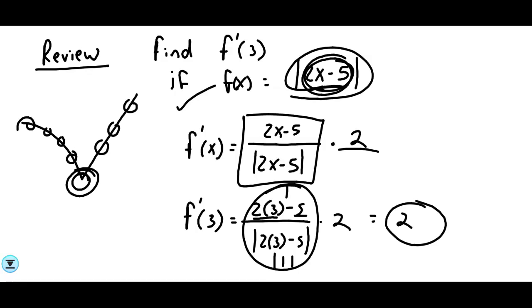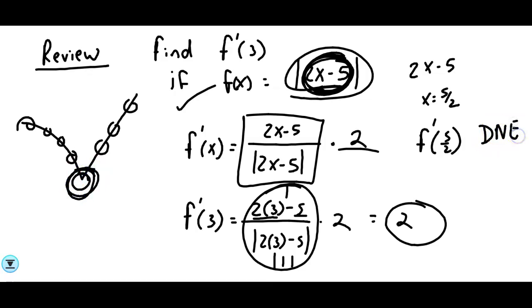because derivatives don't exist at cusps, right? But so like what would the cusp be for this problem? Well, the cusp happens anytime the inside equals 0. So if I solve for x here, I would find out that that's at x equals 5/2. So if I asked you guys to find f prime of 5/2, well, since that's what makes the inside 0, that's where the cusp will be at, and therefore this would not exist.